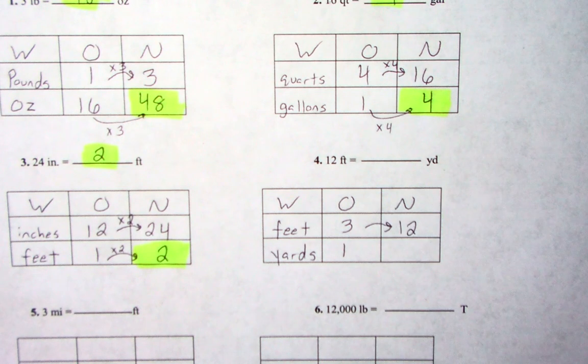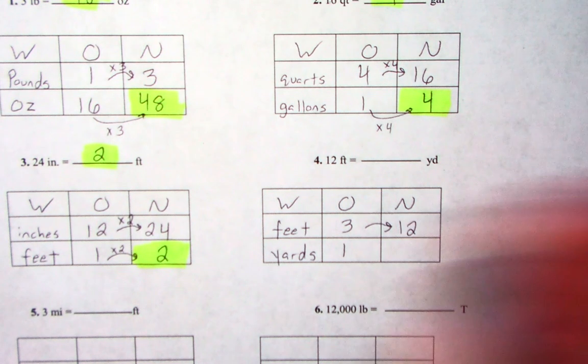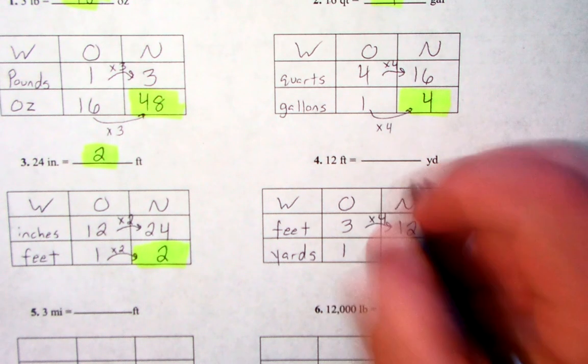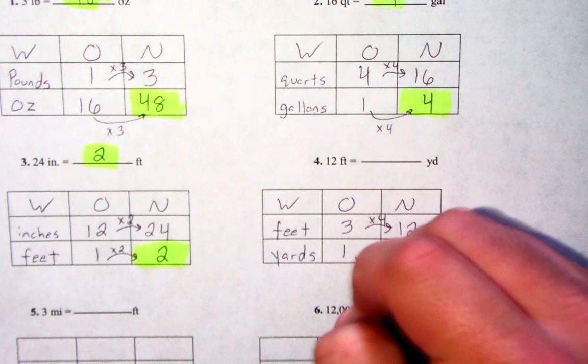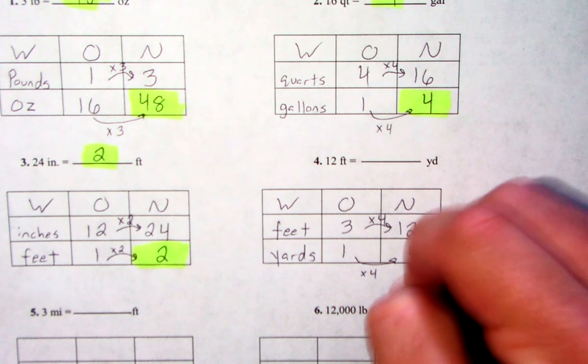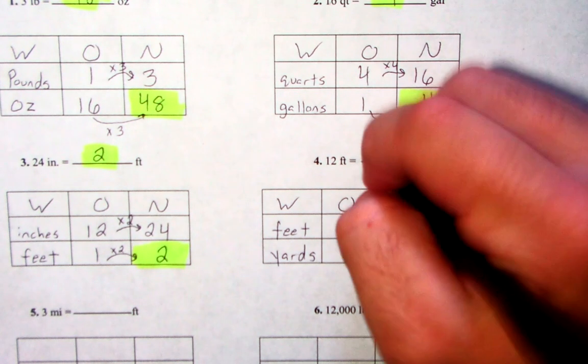Well, to get from 3 to 12, what did you multiply by? Good, you multiplied by 4. So 1 times 4 is 4. So this person went 4 yards.